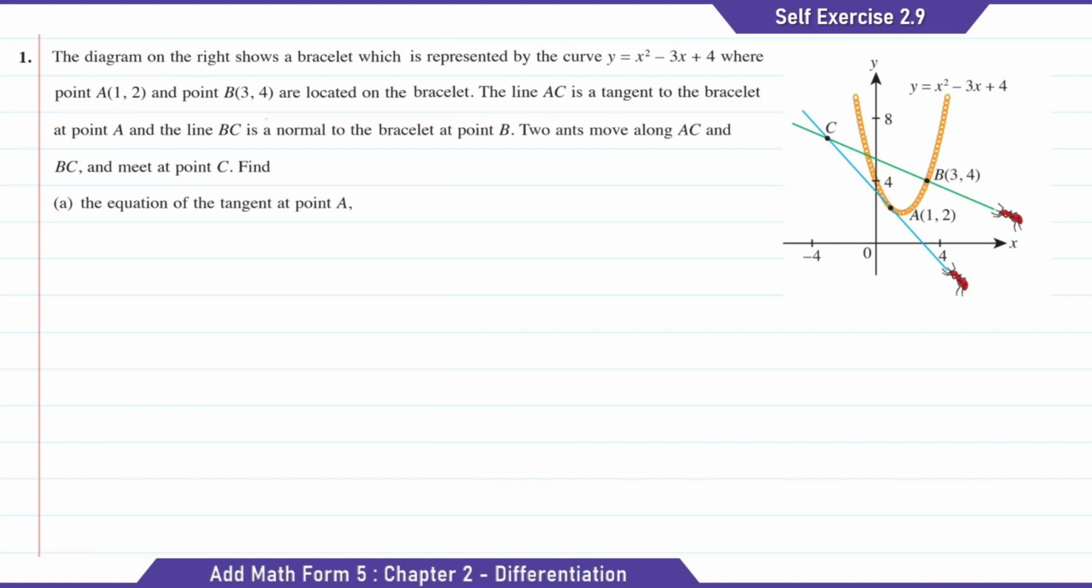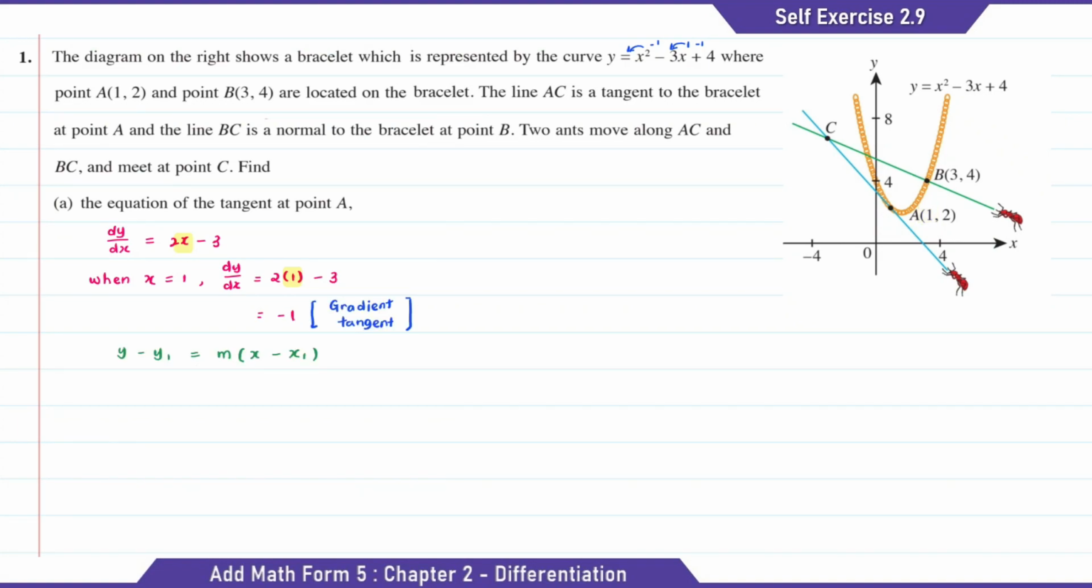So first we need to find the first derivative dy/dx. It will be 2x minus 3. To find the gradient of the tangent at point A, substitute the x coordinate of point A into dy/dx. It will be 2 minus 3, which is negative 1.